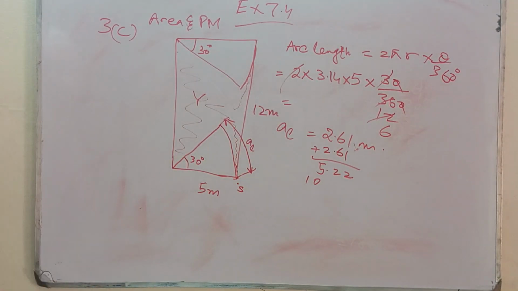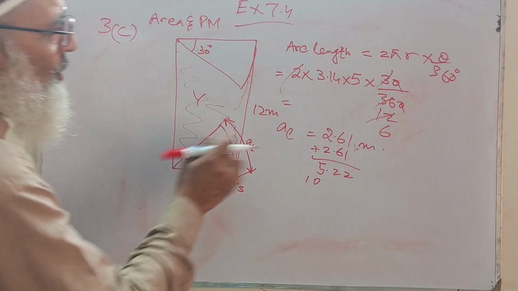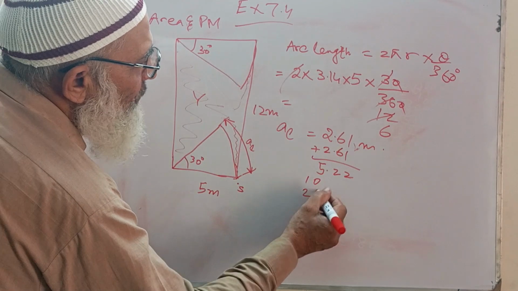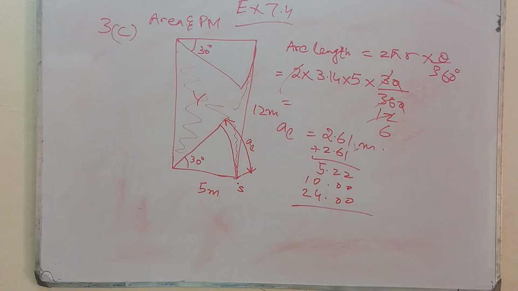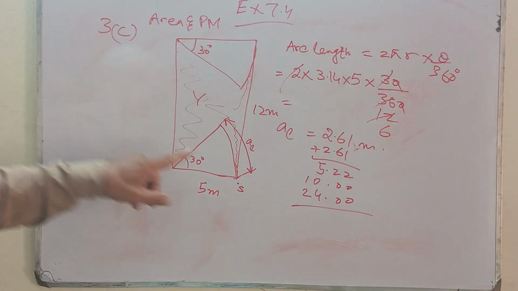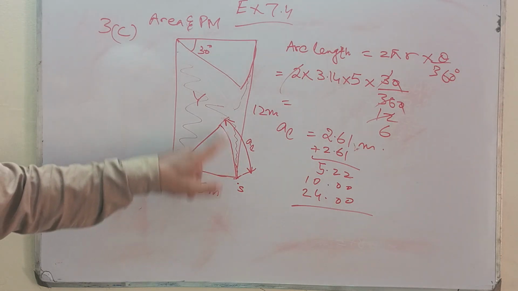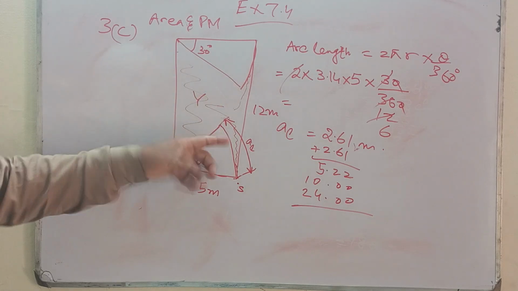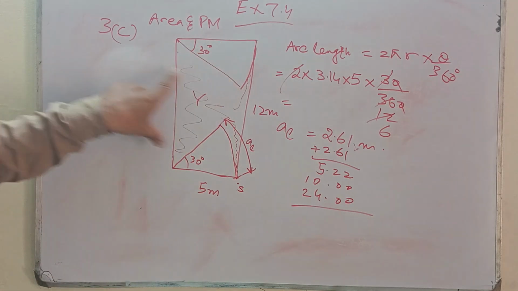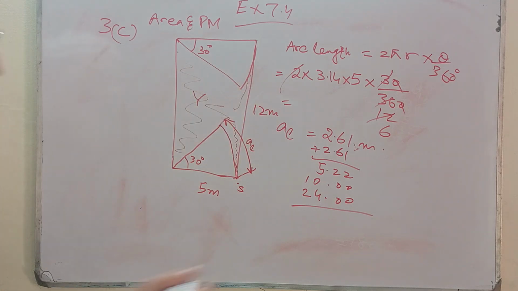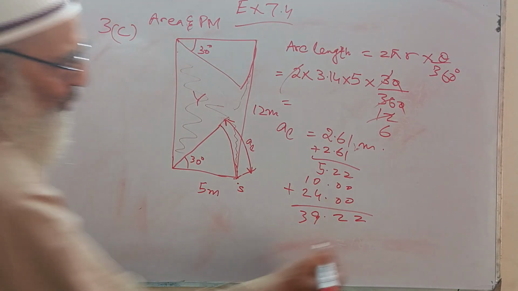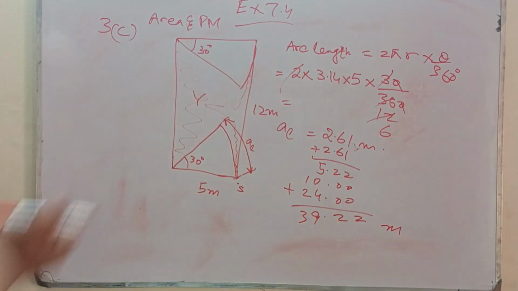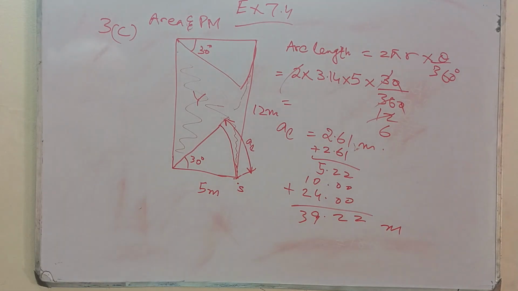Now both the sides are fully included in the shaded portion. So 12 plus 12 is 24. This is the total shaded boundary: both the arc lengths, both the radii, and both the lengths. Now just add these. It will become 39.22 meters, which is the perimeter of the shaded portion. This is correct.